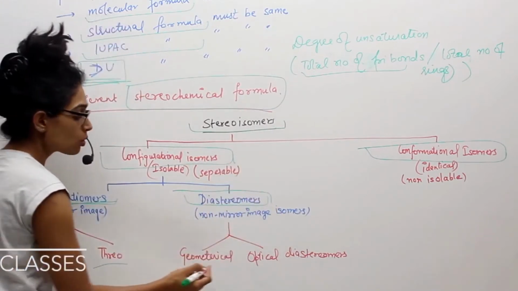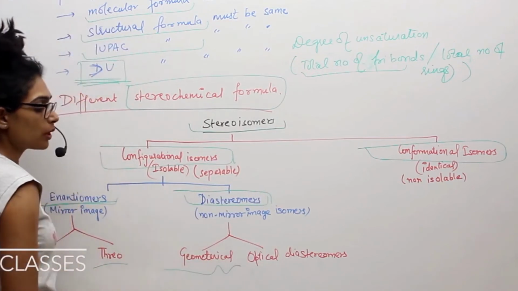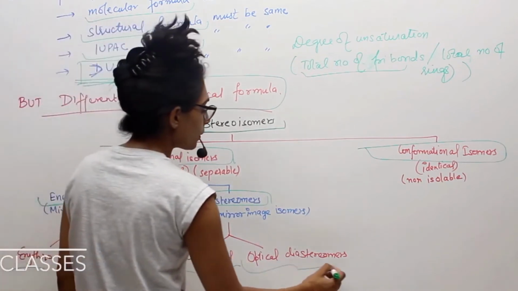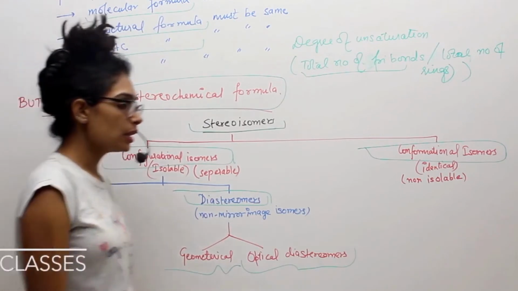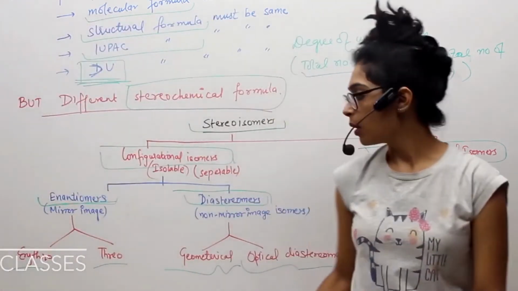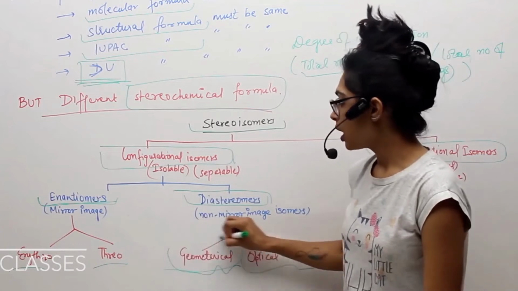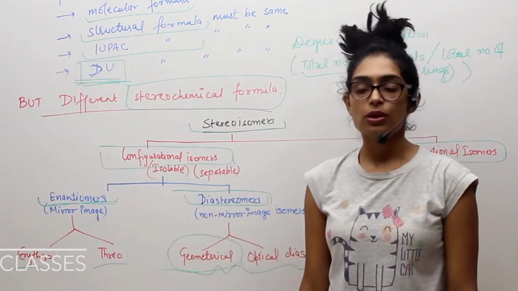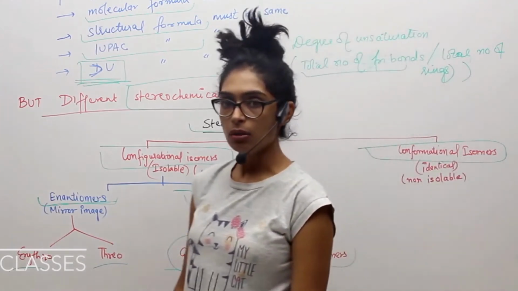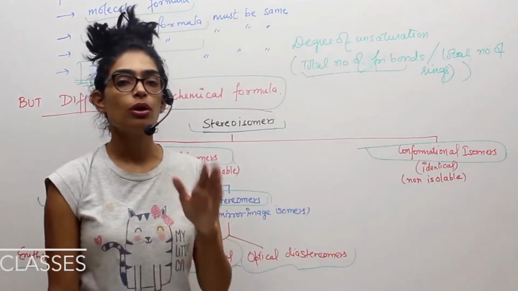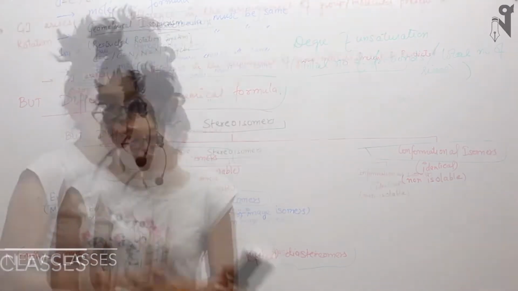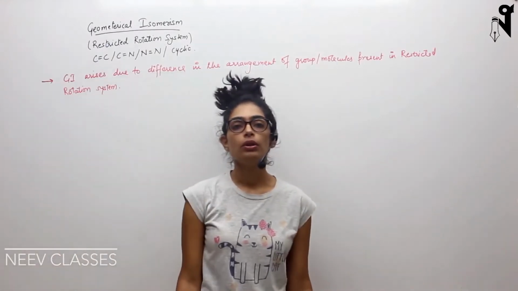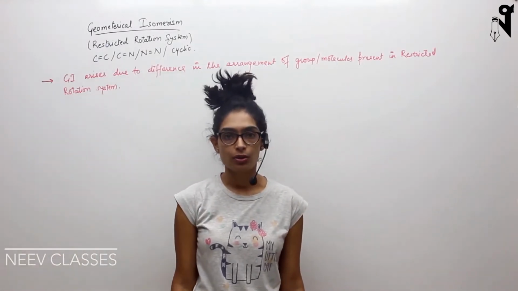Now diastereomers also can be of two types. One is geometrical isomers and the second is optical diastereomers. All these categories we will be discussing in detail. The first thing which we will be talking about is geometrical isomers. This is a small intro about what different kinds of stereoisomers you are going to encounter going forward. So now we'll discuss the first isomerism, that is geometrical isomerism.